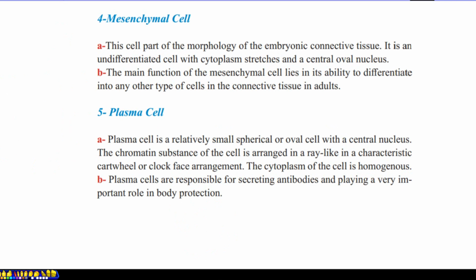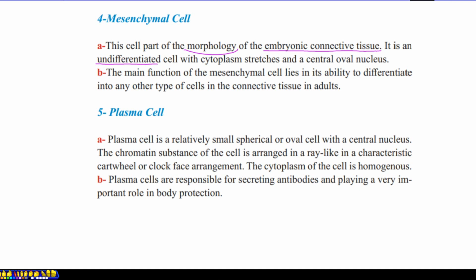Mesenchymal cells are part of the morphology of the embryonic connective tissue. Morphology means appearance, shape, formation. The embryo is totally made up of mesenchymal cells, and the number of cells increasing, decreasing, or changing in shape all form the shape of the embryo. So embryonic connective tissue is mesenchymal cells, which are undifferentiated and have the ability to change into any kind of cell in connective tissue.